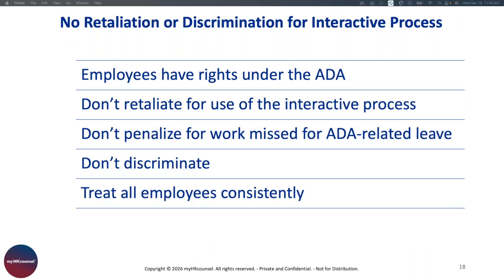Generally speaking, don't discriminate against disabled employees. An example of that would be if you're denying a request for leave to the disabled person, but you allow the request for leave for similarly situated individuals who do not have a disability. If you're singling out your disabled employees for worse treatment than other employees in the same job, that's going to lead to a discrimination claim. All of your employees have to be treated consistently.